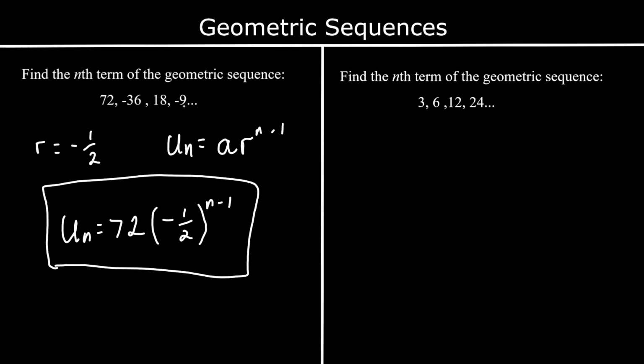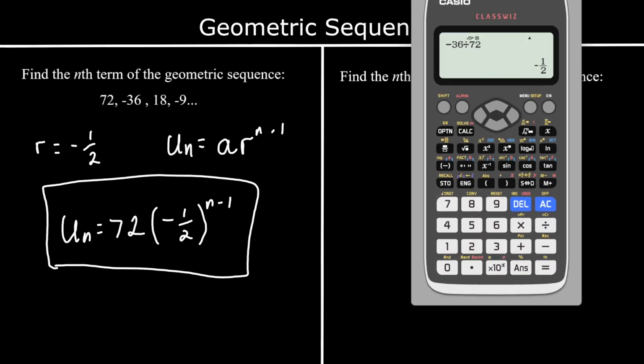So if we made n 4, we should get negative 9. So 72 times minus a half to the power of 4 take away 1 is negative 9.